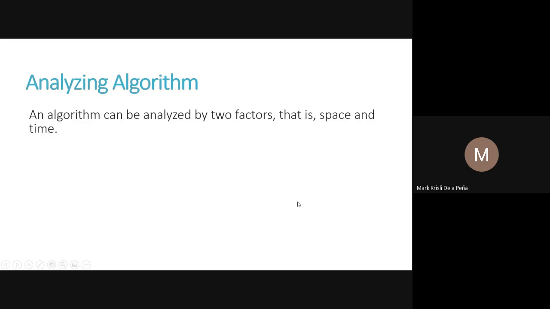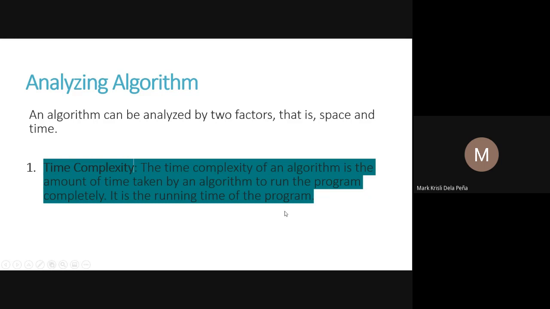An algorithm can be analyzed by 2 factors. The first one is space, and the second one is time. So we call them space and time complexities. When we say time complexity, it is the amount of time taken by an algorithm to run the program completely. It is sometimes also called the running time of the program. So when analyzing an algorithm, one is dealing with the time complexity of that algorithm.